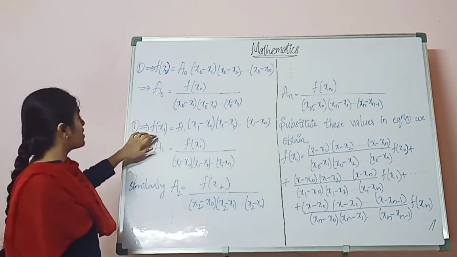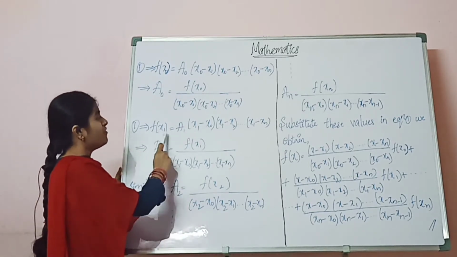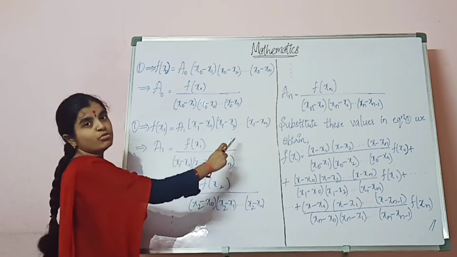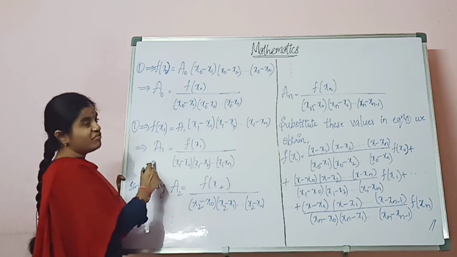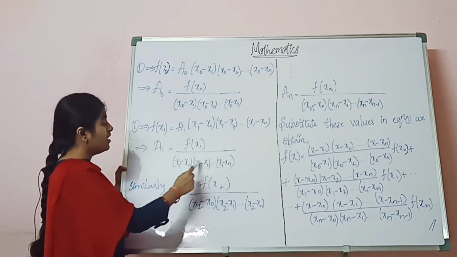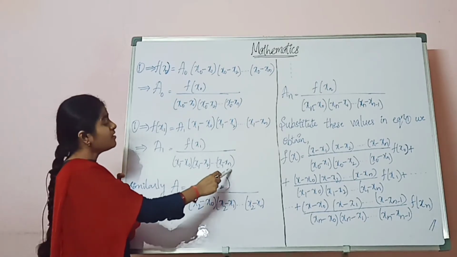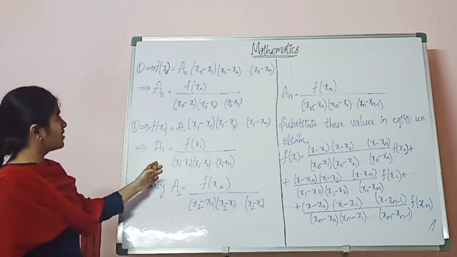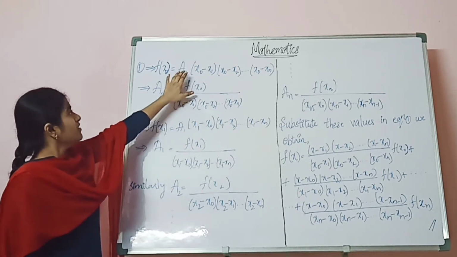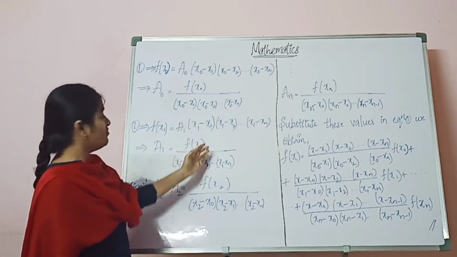Now in the same manner, we substitute x1 in the place of x in equation 1. So f of x1 equals a1 into (x1 minus x0) into (x1 minus x2), and so on up to (x1 minus xn). So what will we get here? a1 equals f of x1 divided by (x1 minus x0) into (x1 minus x2), and so on up to (x1 minus xn). How are we getting this? We take this f of x0, this a0, and the multiplication becomes division. In a similar way, we take this also.